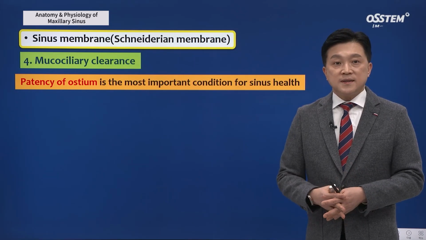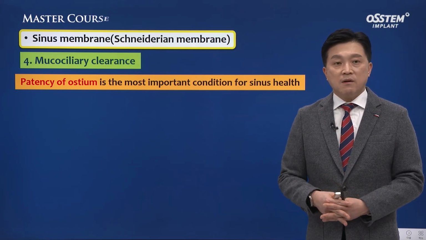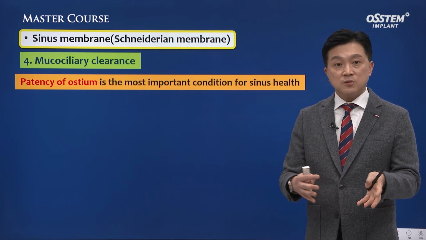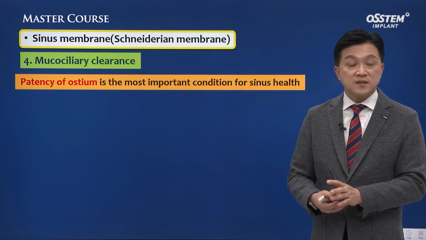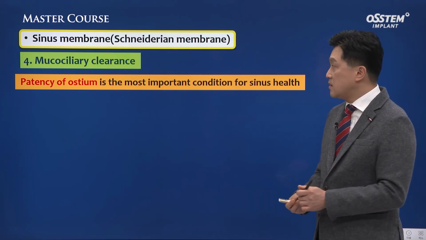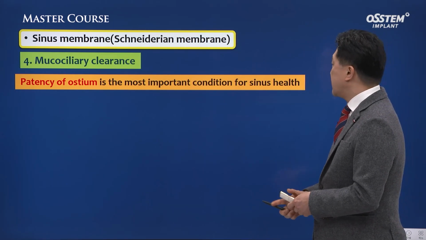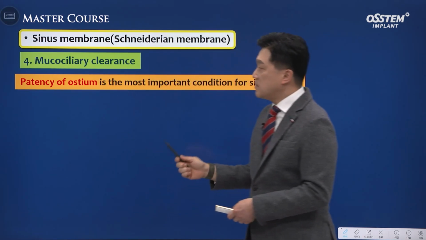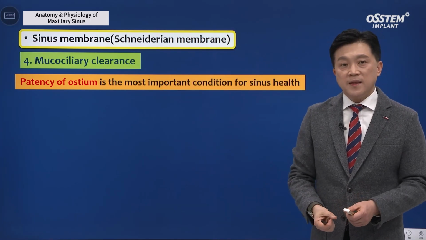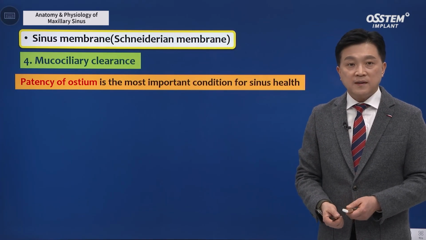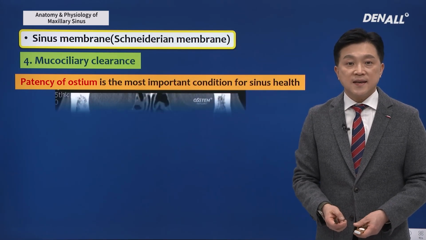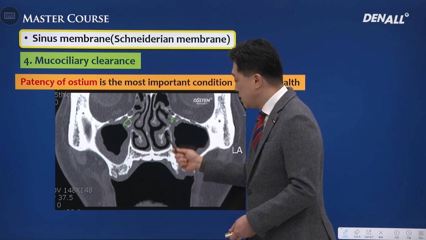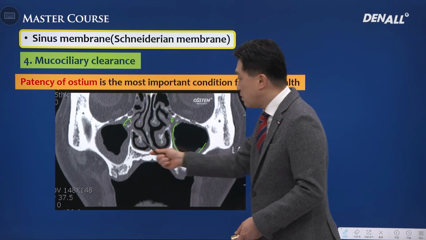Mucociliary clearance is very important for the health of the sinus. All endpoints of the clearance within the paranasal sinus head towards the maxillary ostium. The ostium's patency serves a very important role in sinus health. If there's patency in the ostium, there are no major problems in most cases, but once the patency is lost, problems occur. As shown, the ostium is blocked. Then, the sinus membrane will be thickened. Inflammation will occur.